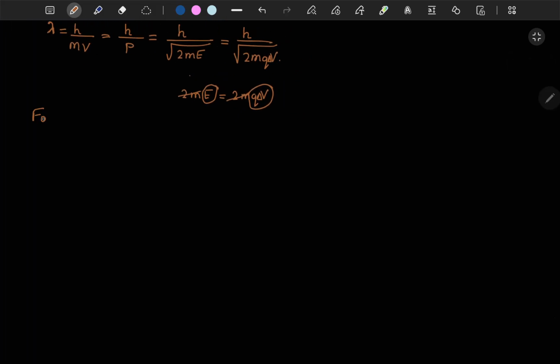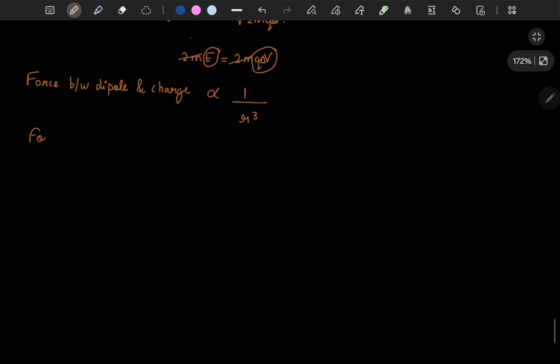Now, force between a dipole and a charge. If we are asked about the force between a dipole and a charge, it is inversely proportional to r cube, like kp upon r cube. And if we talk about the force between one dipole and another dipole, it will be inversely proportional to r to the power 4.